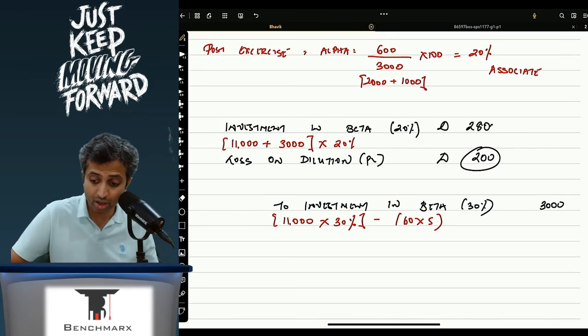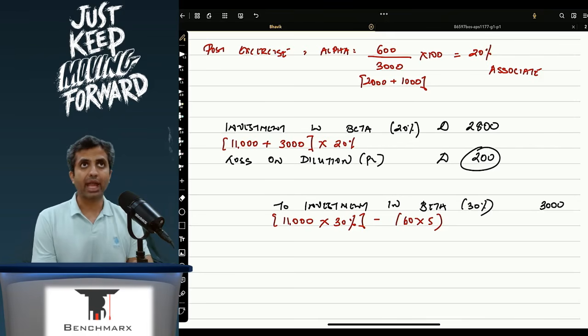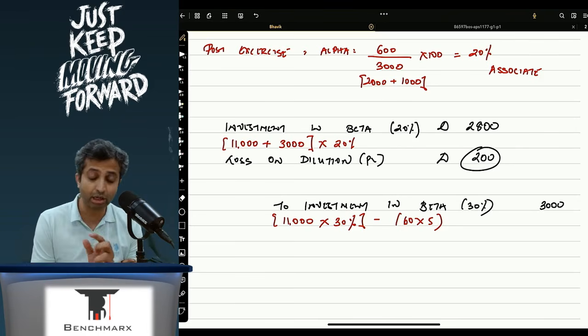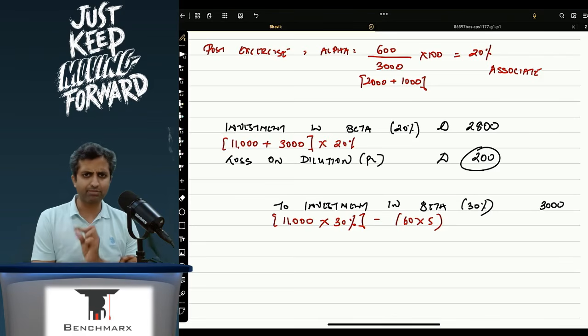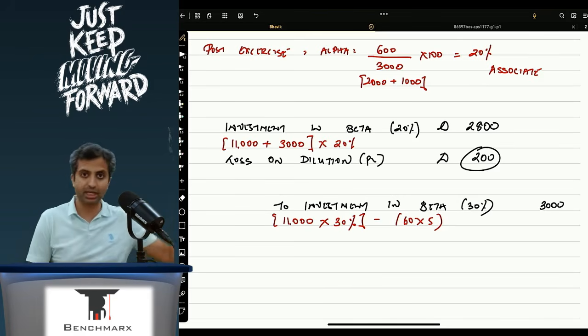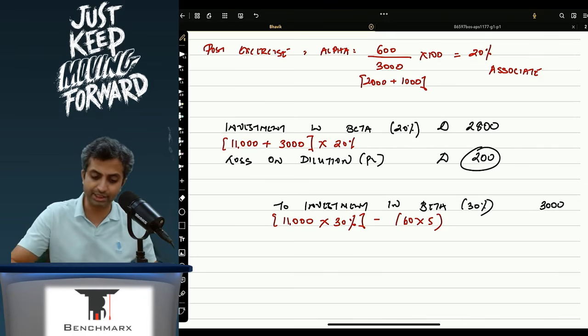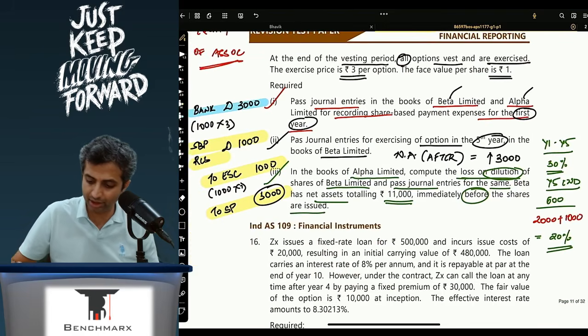So if you want to clearly understand, the loss on dilution will be 200. Sir, how 200? Well, before, had this exercise not happened, I would have shown my investment at 3,300. Later, minus 60 over each of the 5 years, it would have come down to 3,000. Now, because of the dilution, I still have 20% stake, not a 30% stake. So I remove the 3,000 and bring in 20% of my revised net assets or net worth, that is 2,800. And the difference, if any, is the loss which is arising on account of dilution. So this takes care over here.